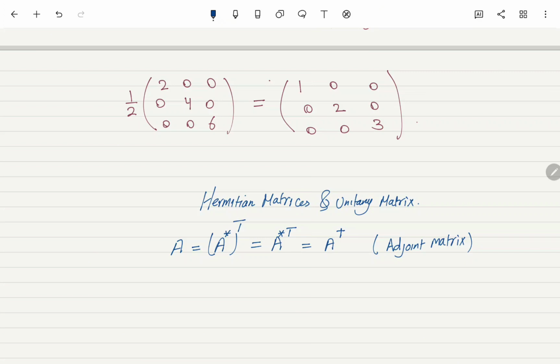Therefore, a matrix U is said to be a unitary matrix if U inverse equals U's adjoint matrix. If this condition is satisfied, it is called a unitary matrix.